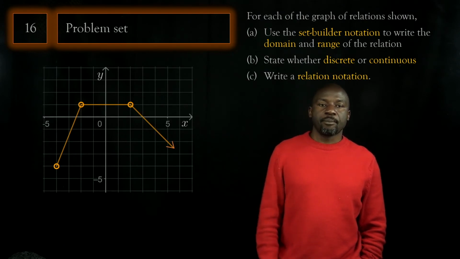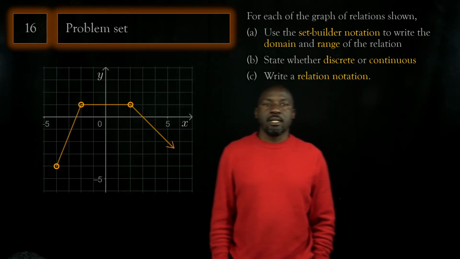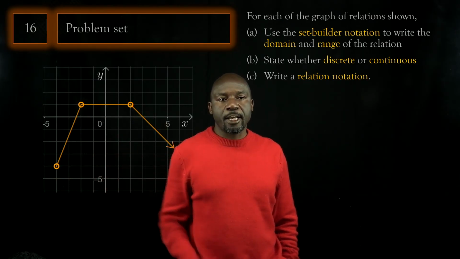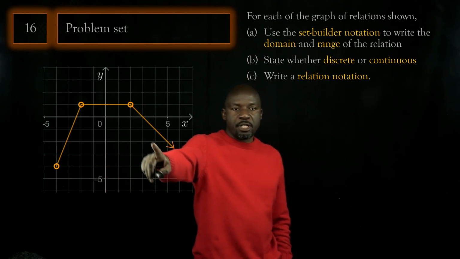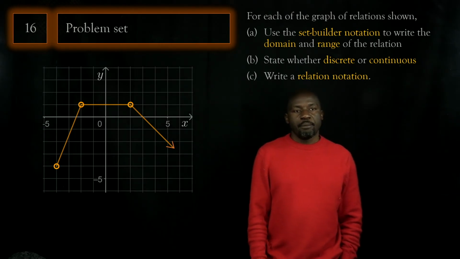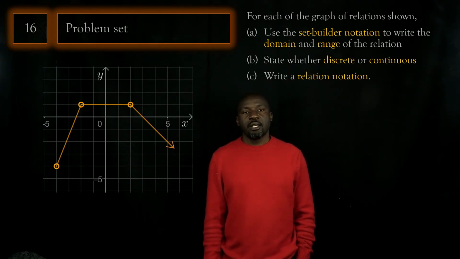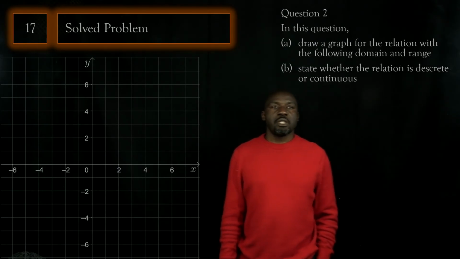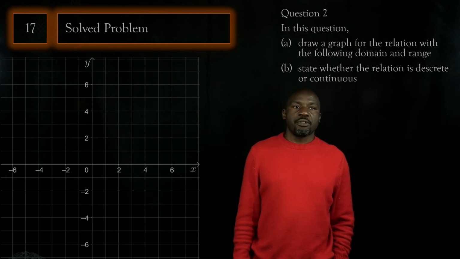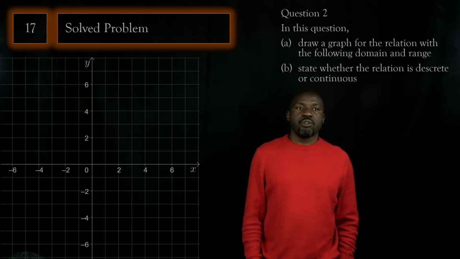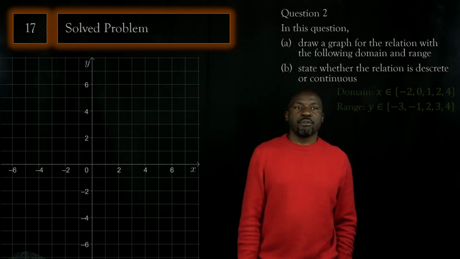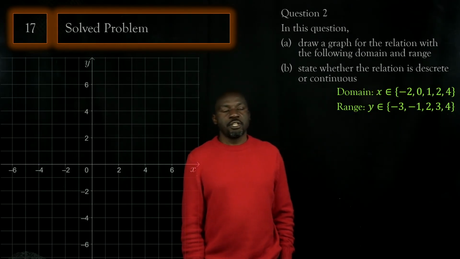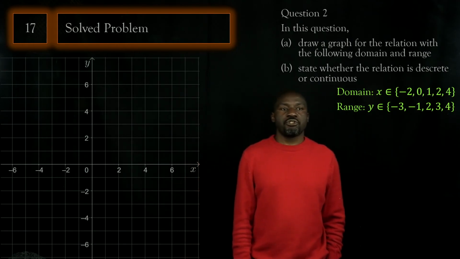Here's another one. This one is pretty straightforward. Just remember, these are not filled points, okay? And that arrow means this is continuing to infinity. Please fill that in. We will discuss the results later. And now this is question 2. In this question, draw a graph for the relation with the following domain and range. I'm giving you that information there. State whether the relation is discrete or continuous. So that's pretty straightforward.